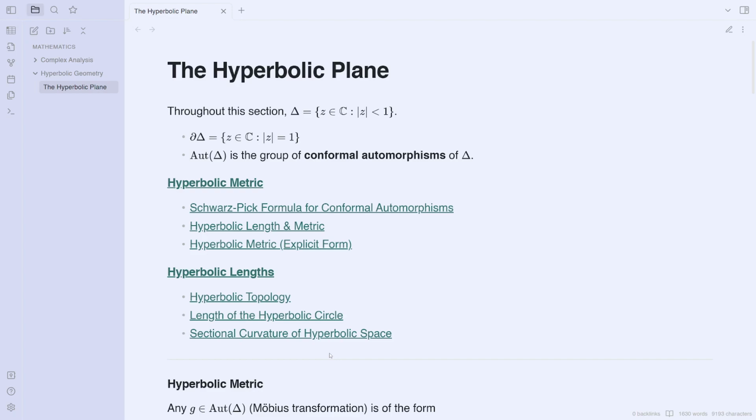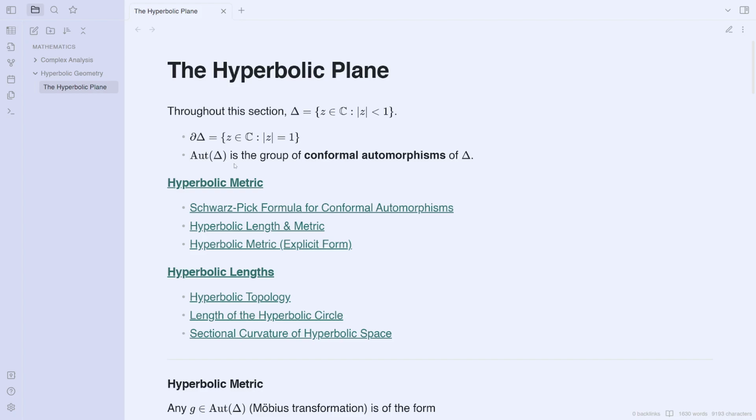So we're going to talk about the hyperbolic plane, what that is, get some nice visuals, and get comfortable working with non-flat space today. So throughout this section, delta is just going to be the open unit disk in the complex plane, and then the boundary, of course, is defined like that. And then we're going to define this group of conformal automorphisms.